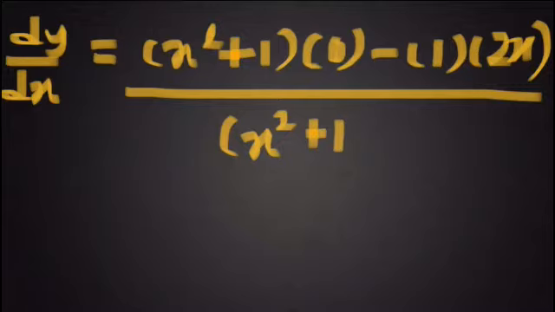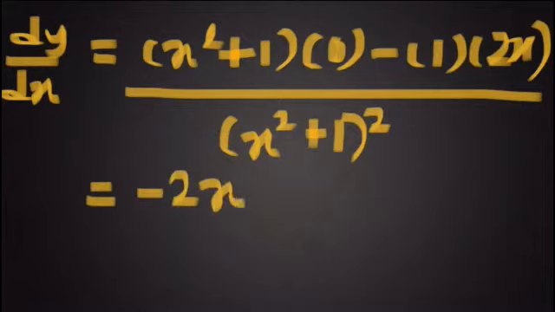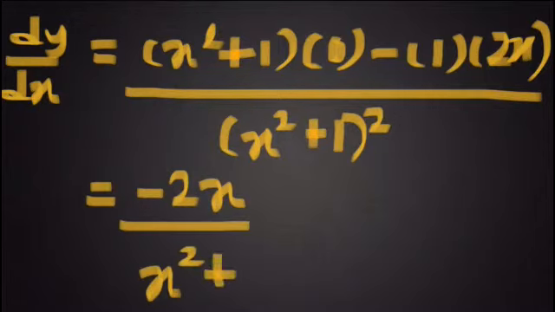And I have a question for you guys. Which rule is being used here? You just need to comment in the comment section below, and I will take it as you giving me an answer. So we will get the answer, which is negative 2x over x squared plus 1 squared.